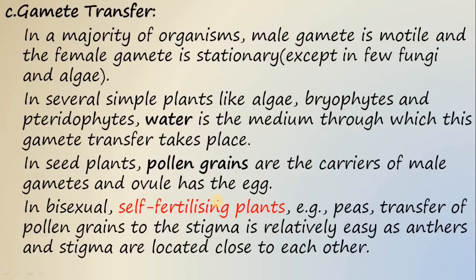So what are self-fertilizing plants? Bisexual means, as I told you, one plant which has both the male and the female part. So they're so close to each other that the traveling part is so short, the male gametes can easily reach the female ones. So what happens? These pollen grains are not the male gametes, okay, remember that. They just contain the male gametes and they move and go to the stigma. They can pass through it and reach the ovum where they fuse together.